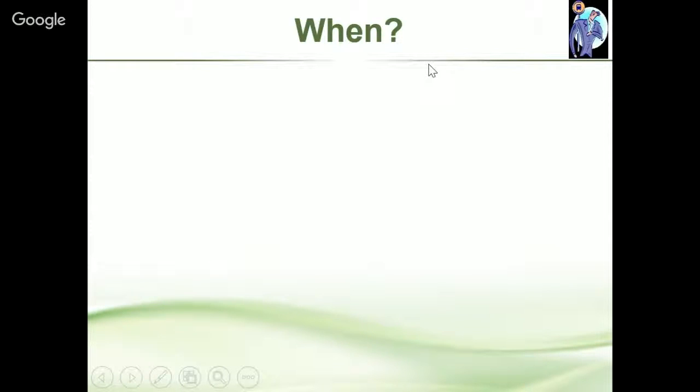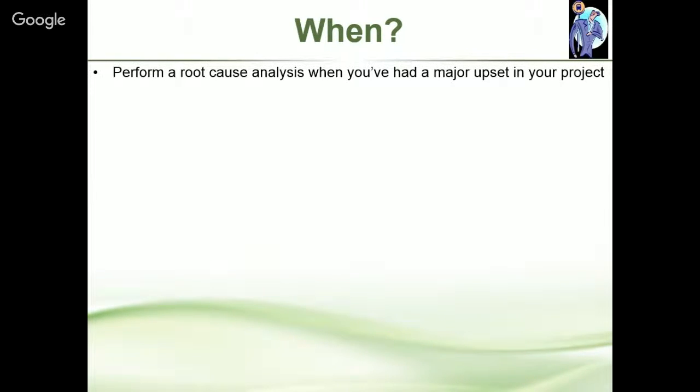And let's talk a little bit about when you do a root cause analysis. Usually there's been some major upset in your project. Something bad has happened. And this works as well with home stuff like a pipe broke as it does with a software development project. So you want to do this right away before conditions change significantly that make it then harder to uncover the problem.